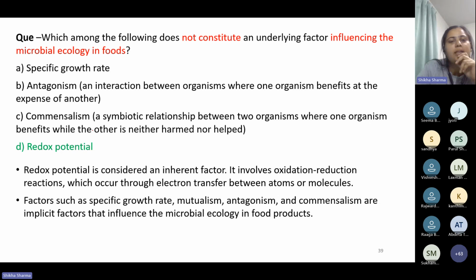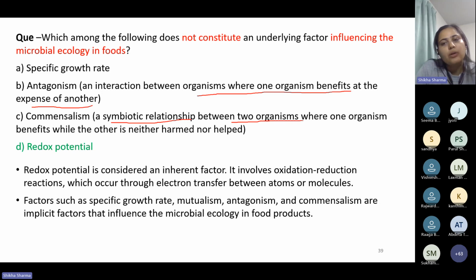Redox potential is the correct answer. So, what happens in antagonism? The term refers to an interaction between organisms where one organism benefits at the expense of another. But commensalism is a symbiotic kind of relationship where one organism benefits and the other is neither harmed nor helped. This kind of symbiotic relation.